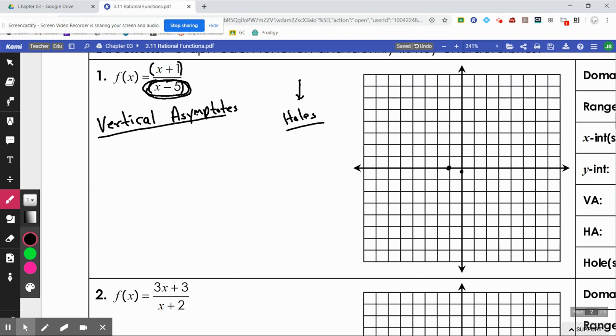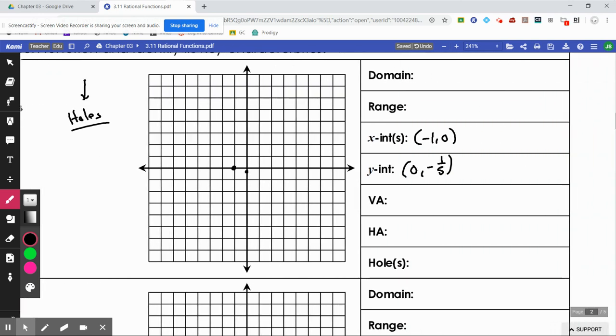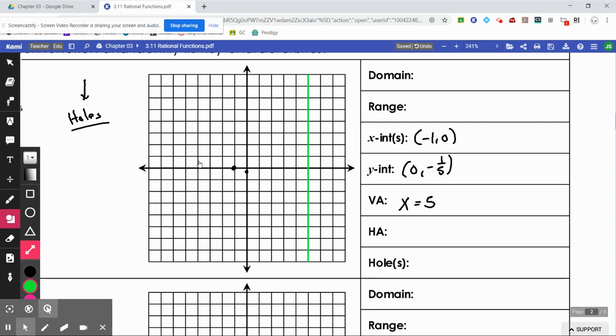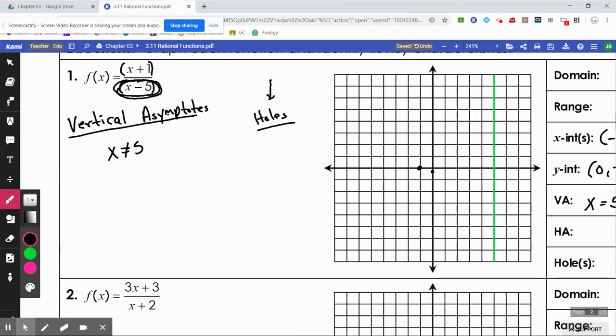So at x - 5, x here obviously cannot equal 5 because that would be division by 0. So what happens at x = 5? That's where you have a vertical asymptote. So let's come over here. At x = 5, we have a vertical asymptote. Let's go ahead and put that on our graph. And this function will have no holes because there's nothing that's a factor of both the top and bottom.